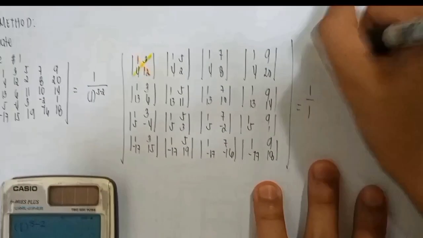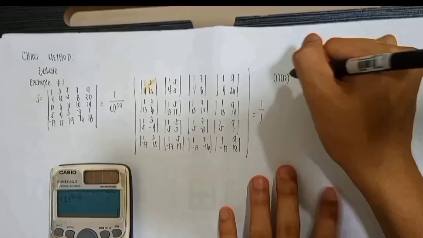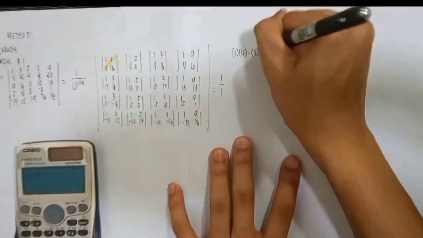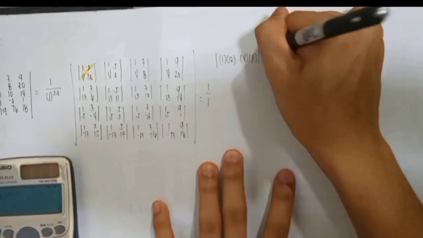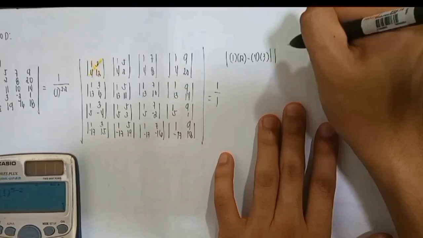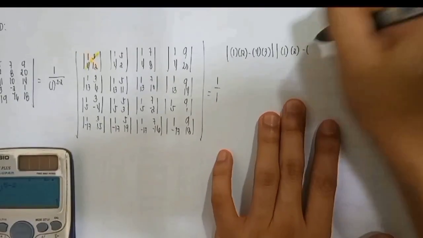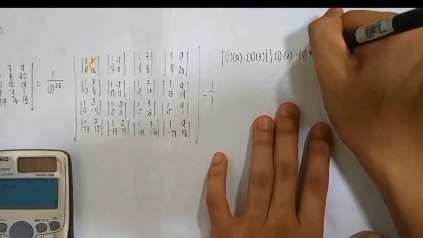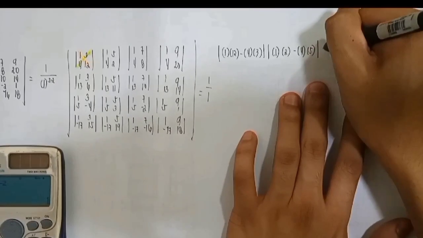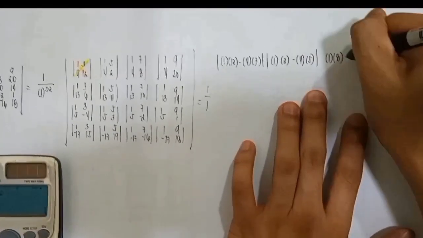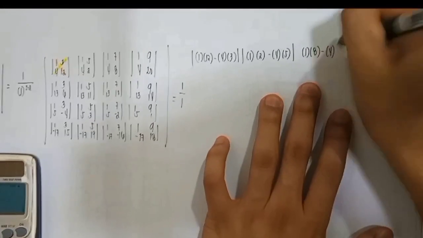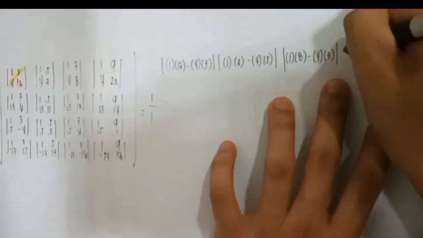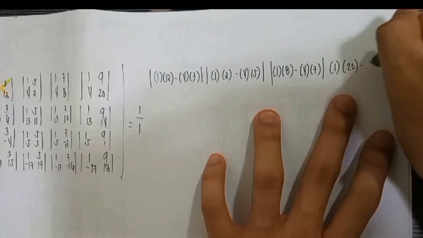After that, we need to find the minor. For instance, 1 multiplied by 12 minus 4 multiplied by 3, then 1 multiplied by 2 minus 4 multiplied by 5, also 1 multiplied by 8 minus 4 multiplied by 7, and 1 multiplied by 20 minus 4 multiplied by 9. Same process for the next rows.